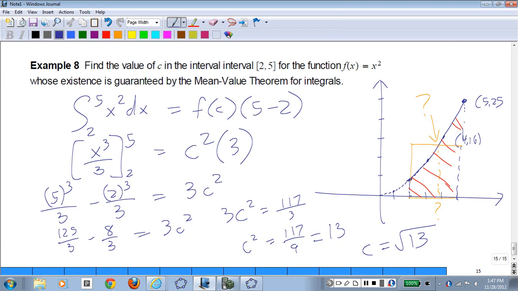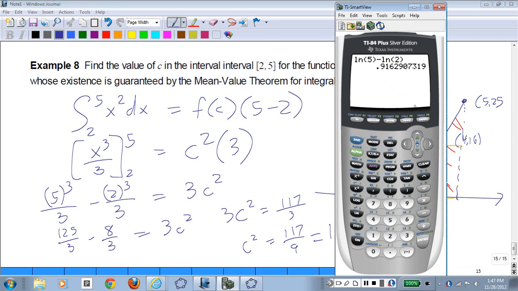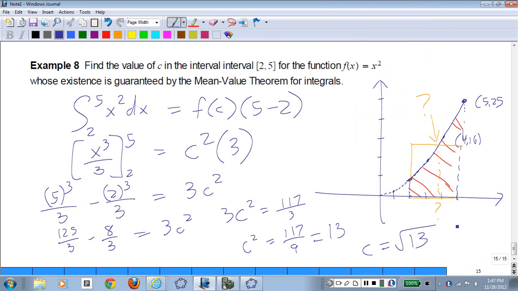What is that? 3.6? Here we go. So I was a little bit too far to the right there. I drifted just a bit. So something like that. Maybe the rectangle was too high. But yeah, about 3.6, that's where we want to be.